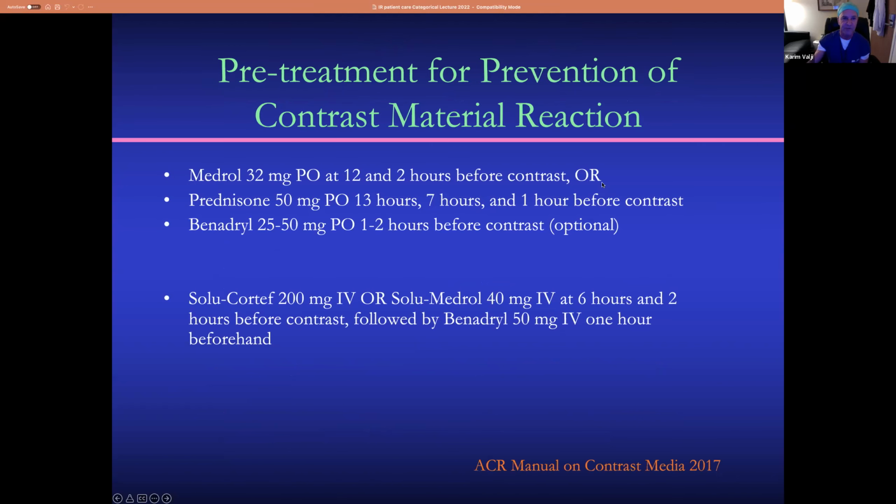And I think you probably know the regimens. These are the 2 most common ones, Medrol or prednisone, 13 hours, 7 hours and 1 hour before the contrast. If a patient comes in with a severe contrast allergy, and you've got to give contrast because they're dying from a pelvic bleed, you can do that. Although there is no good scientific evidence, the ACR still does recommend and endorse giving IV steroids as soon before as you can possibly do that. So that is something that you can do in an emergency.